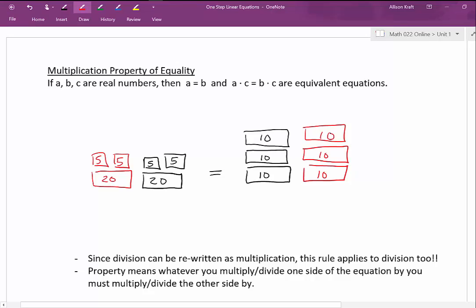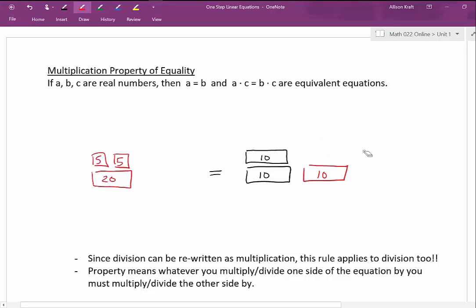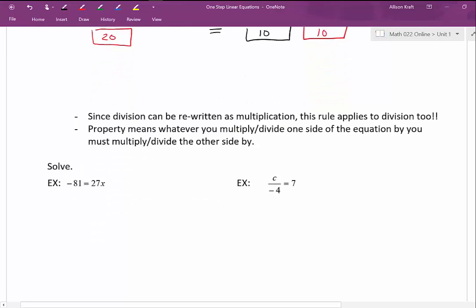Division can always be rewritten as multiplication. So this rule applies to division as well. If I divide my stack of money in half, to keep it equal, I have to get rid of half of my money in the other stack to keep it equal. This property, like the other, means whatever you multiply or divide one side of the equation by, you must multiply or divide the other side of the equation by as well. You're going to see that common theme as you learn more and more about solving equations. Whatever you do to one side, you've got to do to the other side.